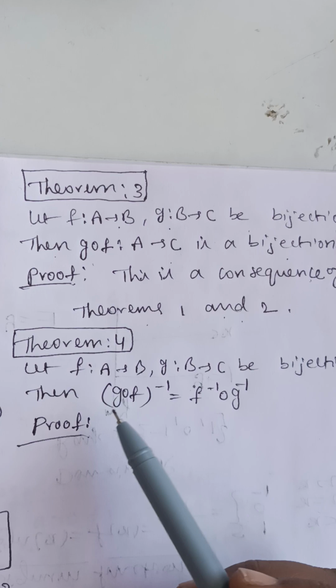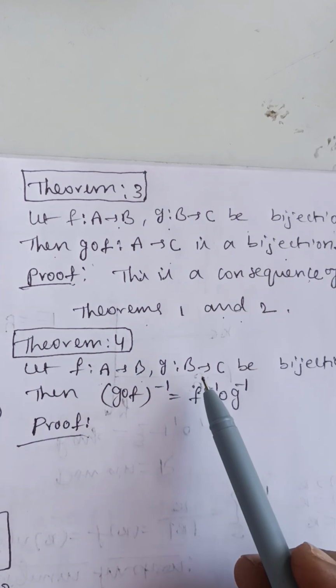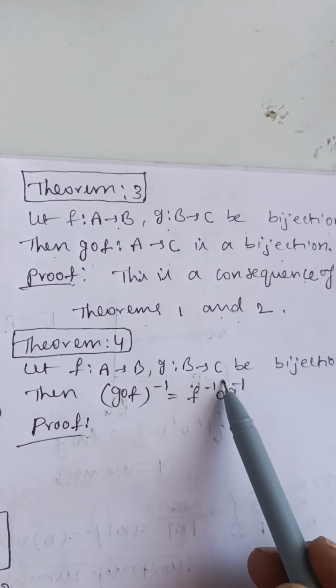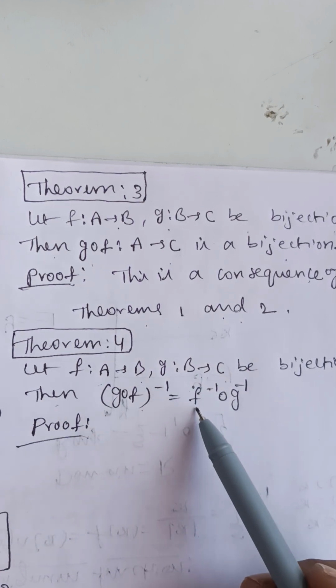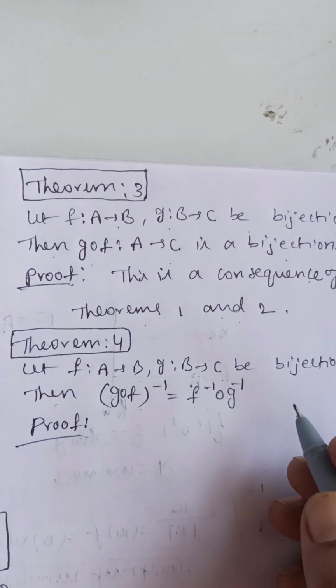Next, theorem number 4. Let F maps A to B, G maps B to C be bijections. Then (G circle F) inverse equals F inverse circle G inverse.